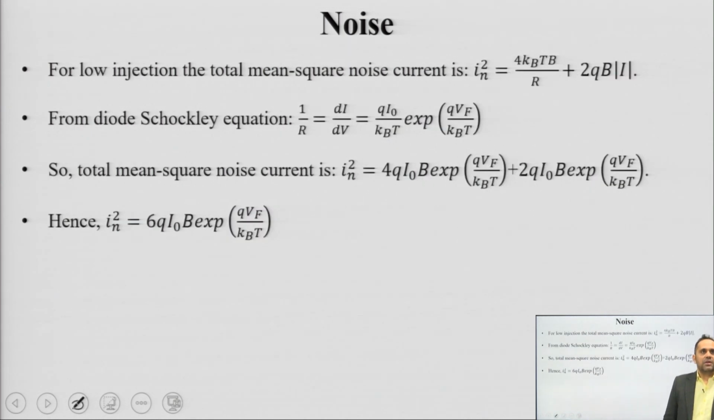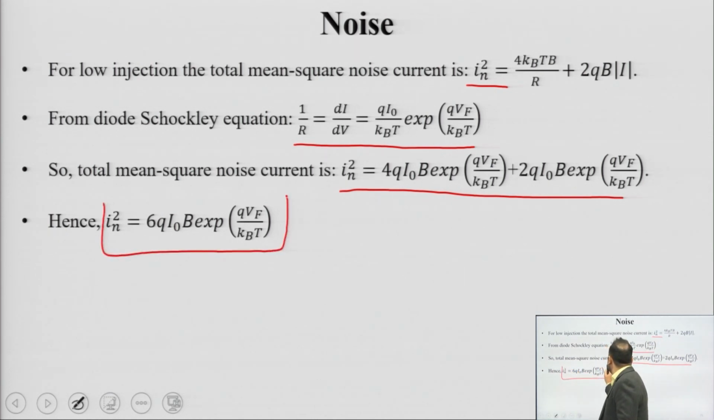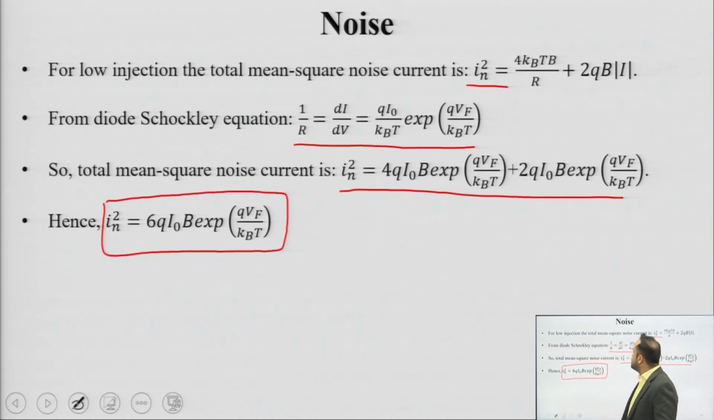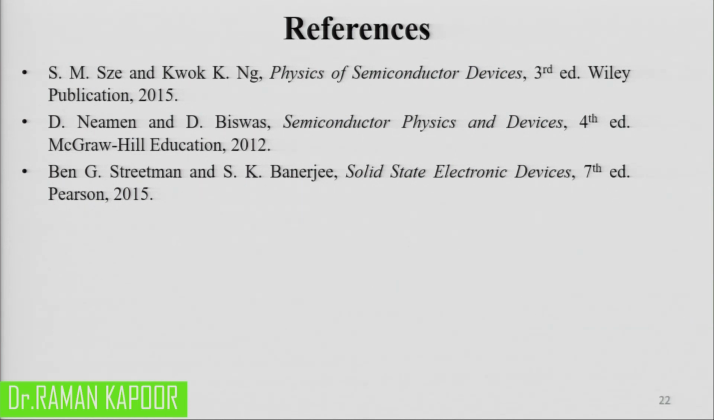Okay. So, just for summarizing, these are your noise levels. Okay. This is your shot noise. From the diode equation you can get these values. So, you can get I in terms of R, and this is the value for the mean square current of shot noise. Okay. So, it is dependent upon forward voltage, and it is dependent upon reverse saturation current as well. These are the references which you can refer to.